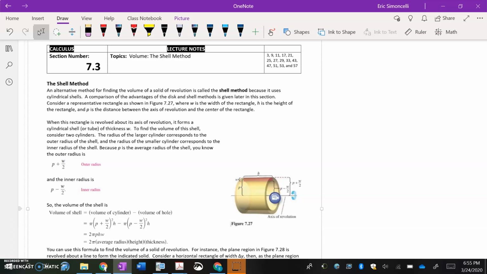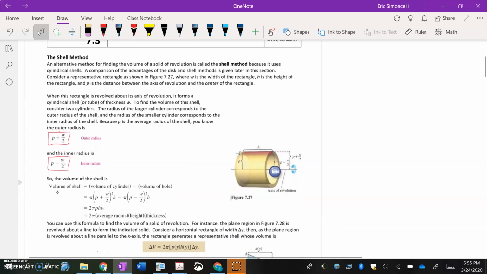So to find the volume of this shell, we're going to consider two cylinders. The radius of the larger cylinder corresponds to the outer radius of the shell, and the radius of the smaller cylinder corresponds to the inner radius. So in two different instances, they'll highlight for the outer radius the following expression, P plus W over 2, and the inner radius, P minus W over 2.